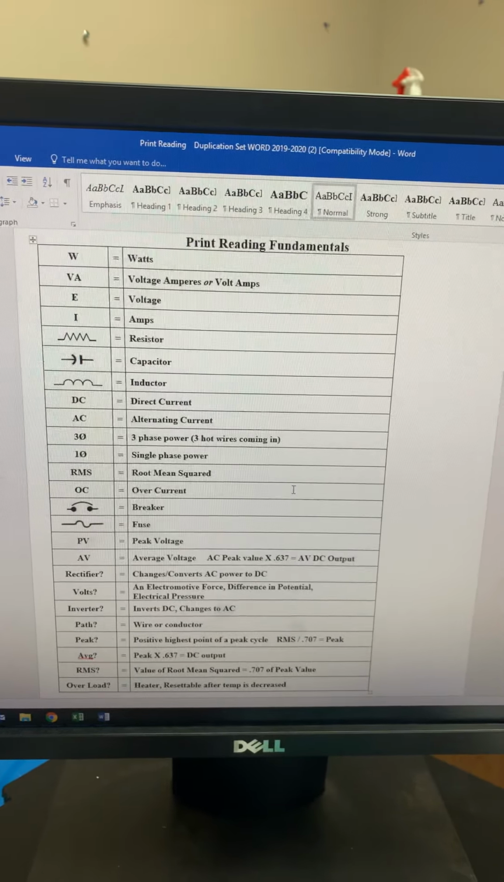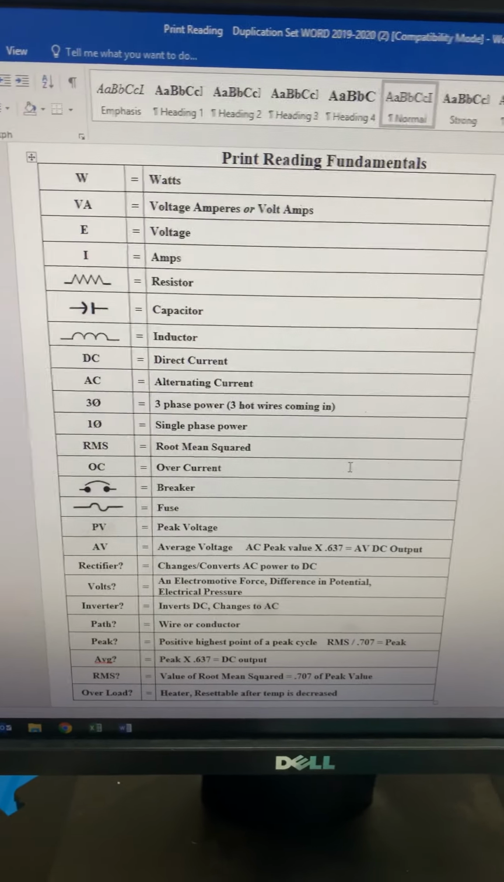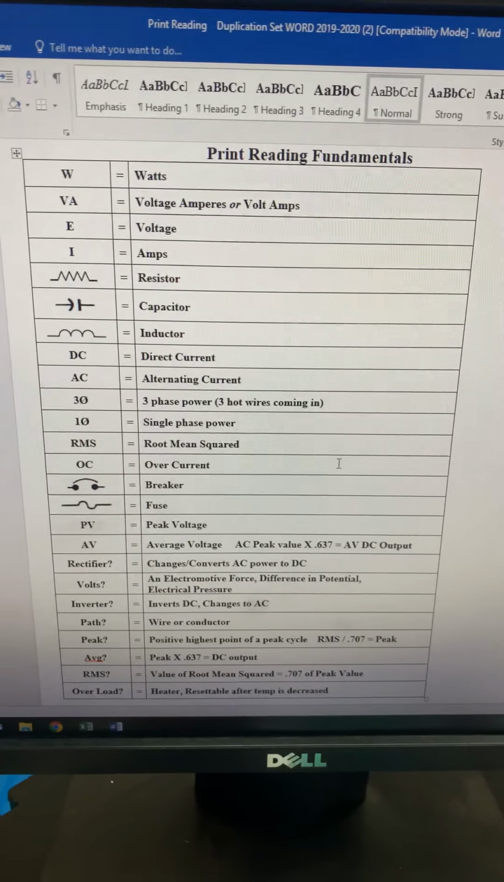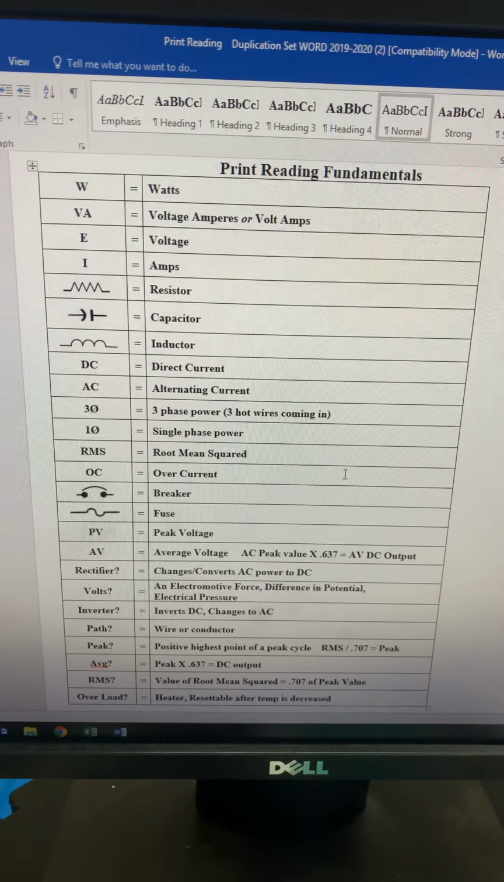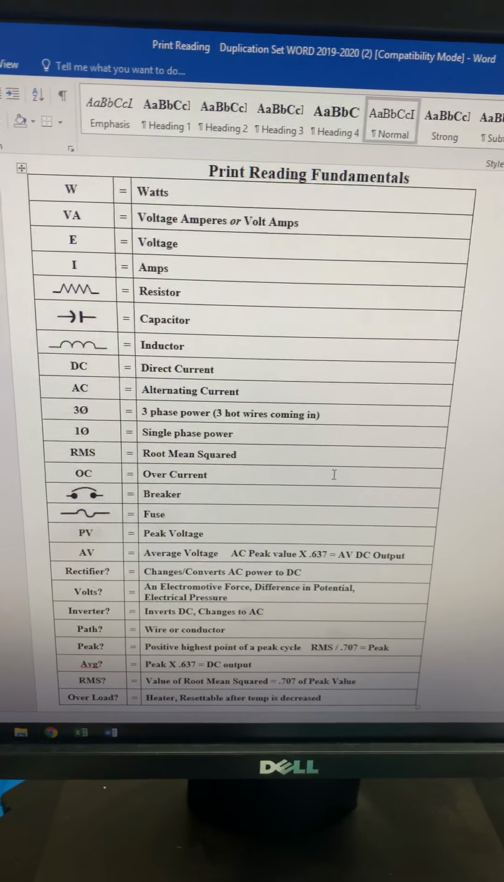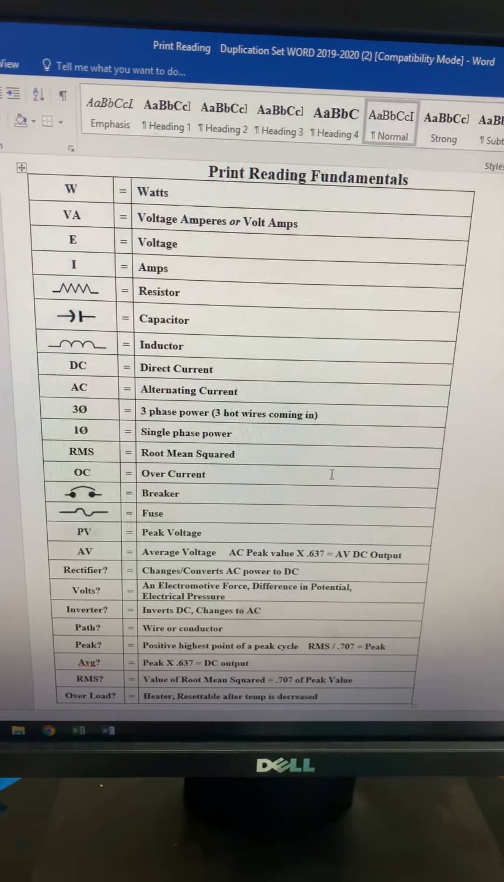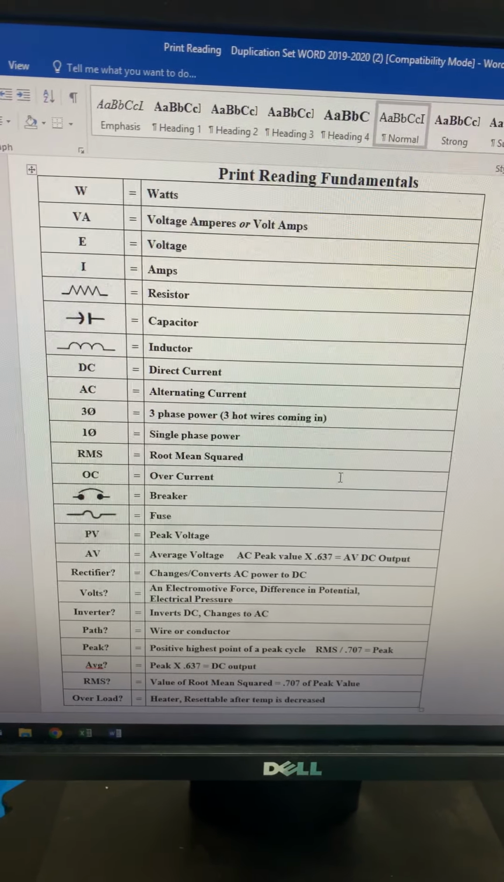We'll start at the top with W. W is watts. And watts is basically the same thing as volt amps right under it. So volt amps or watts, either one is interchangeable. That is volts times amps. That's the power that we use. That's the usage of it. It's how we measure it.